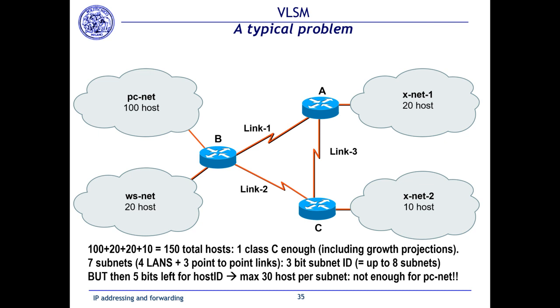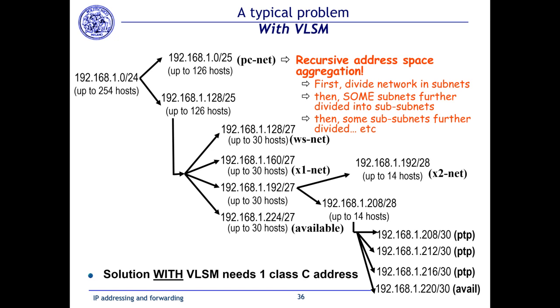If you don't apply variable length subnet mask, then you have to use the 3 bits. And with the 3 bits, you are left only with 5 bits for host ID, which means 30 assignable addresses per subnet, which is okay for all the networks except the one with 100 hosts. So this is not the solution. The solution is this one that you see. This graph also shows you the procedure when you want to subnet a network with different needs in terms of size.